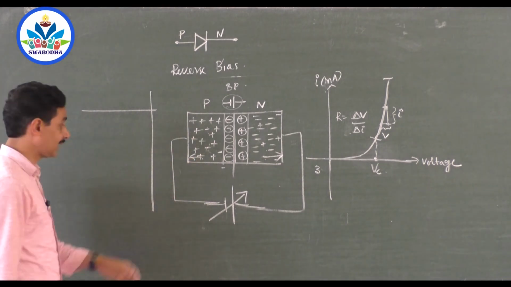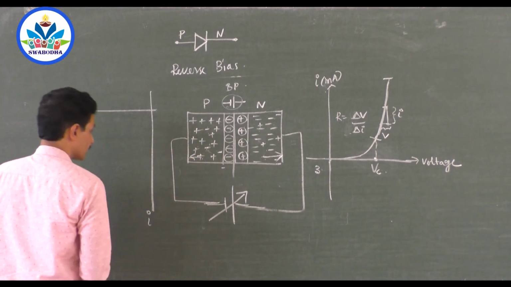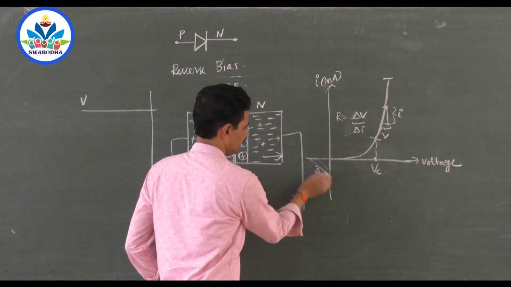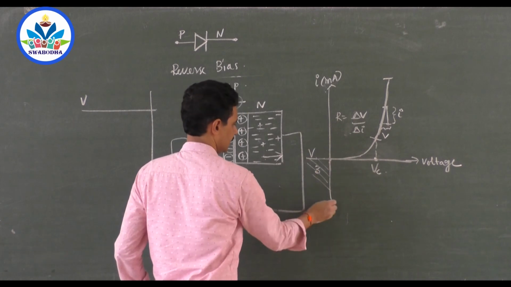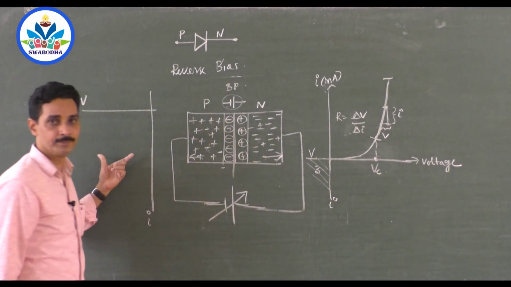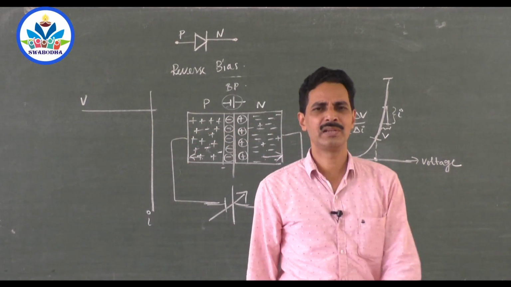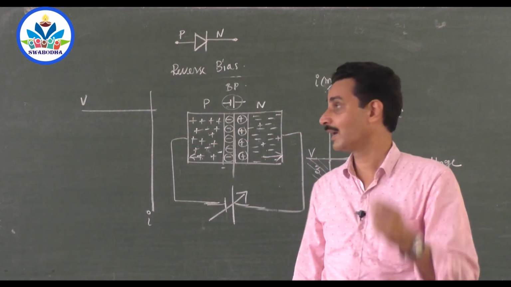But do we get any current? That is more important. So current here, voltage here. So I have to fix it here, right? In this quadrant. Voltage, current. That is what I am drawing here. Now actually, do we get any current? Yes. We get a very, very small amount of current during reverse bias.